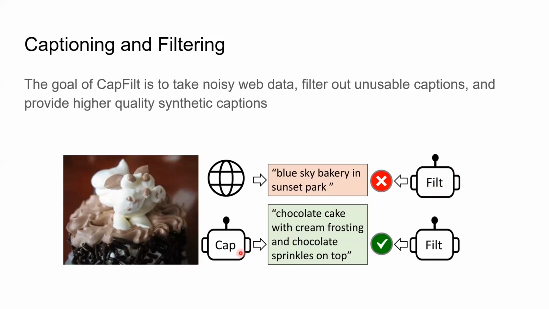This is the kind of caption we consider noisy and we would want to have filtered out by the filtering system. The captioning system would then provide a caption that's more descriptive, like chocolate cake with cream frosting and chocolate sprinkles on top, which is the kind of data we want to have.